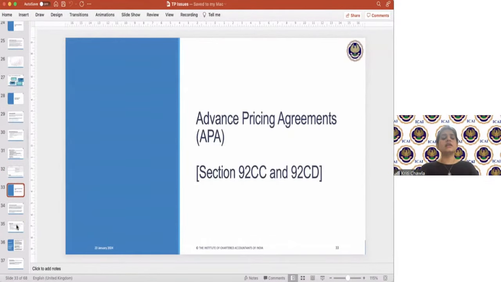Another thing that the tax authorities in India have done is come up with something called Advance Pricing Agreements, APAs. And this is quite a hit program of the income tax authorities. It is going very well. This is doing wonderfully well, the APA program by the CBDT.